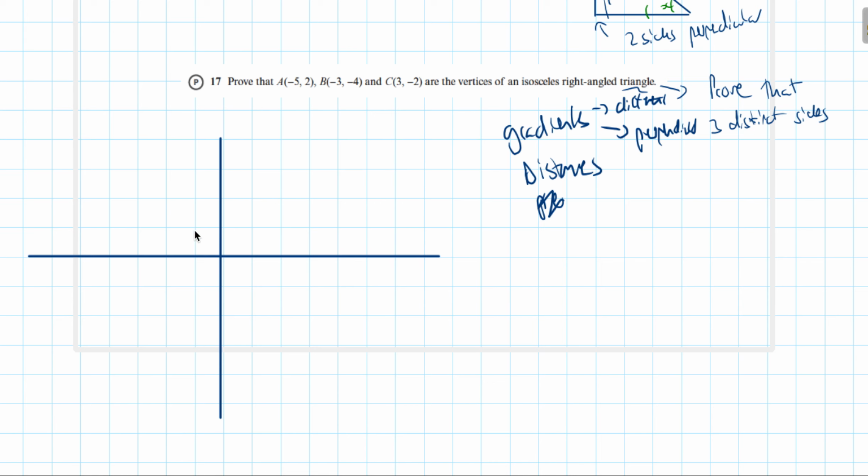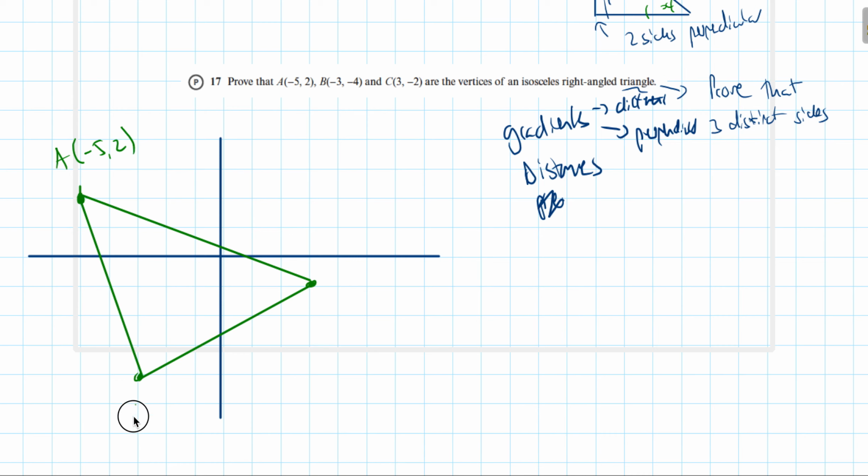So the first point we've got is minus 5 and 2, so 1, 2, 3, 4, 5, and up to 2. Then the next one we've got is minus 3, minus 4. So minus 3, minus 1, minus 2, minus 3, minus 4. The next one we have is 3 and minus 2. So we end up with a triangle that looks like this. Again, this hasn't proven anything. We've just drawn in our shape so that we can determine what we're going to do with this next.